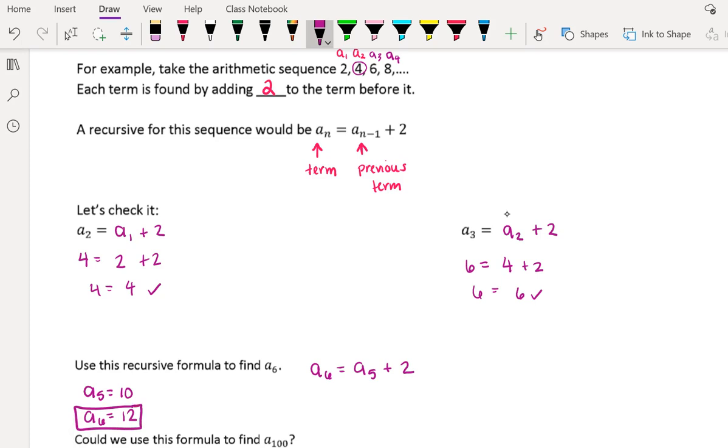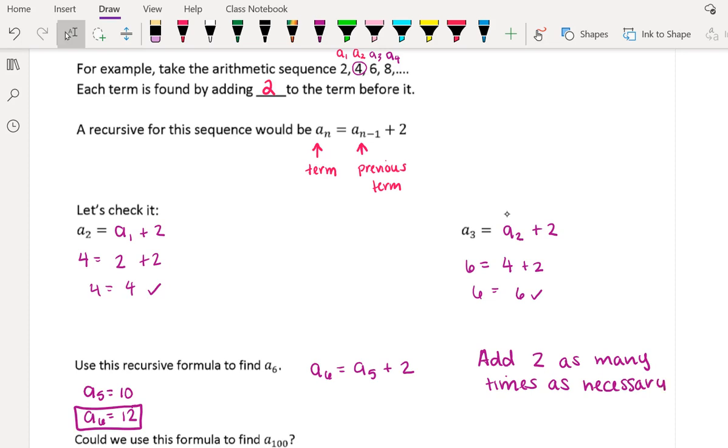Okay, so all you're doing is adding 2 as many times as necessary to find the missing term.